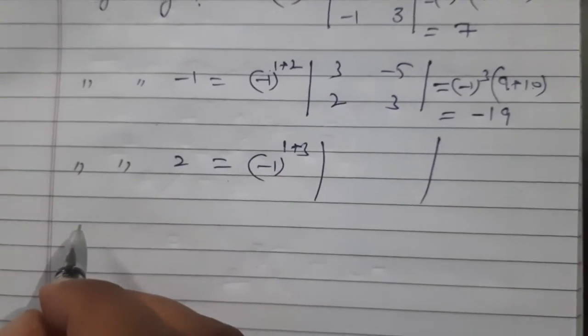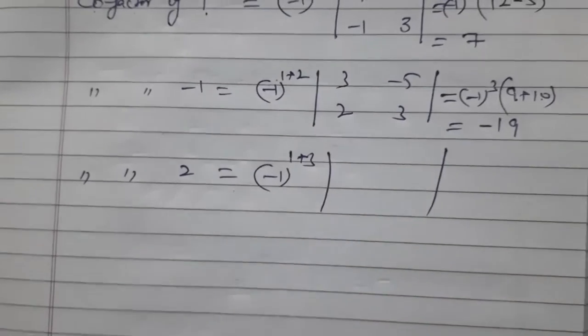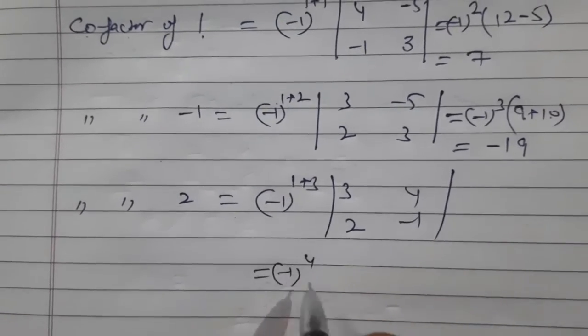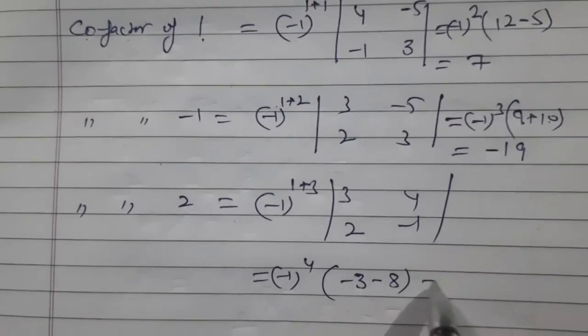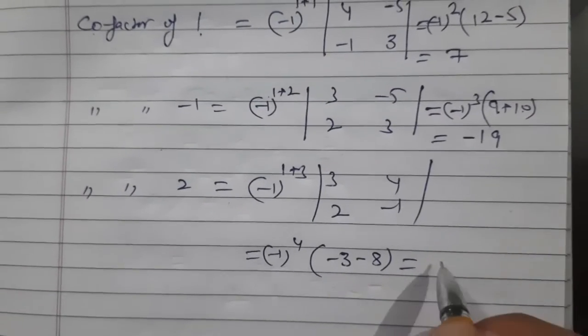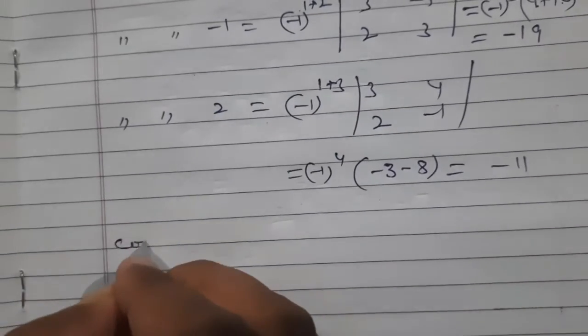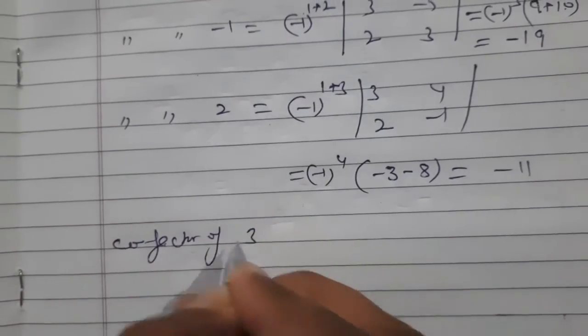So minus 19 is the cofactor of minus 1. Now the cofactor of 2: remaining elements 3, 2, 4, minus 1, minus 1 raised to power 4. This is minus 3 minus 8, and minus 1 raised to power 4 gives us positive, and this is minus 11. Now the cofactor of 3.